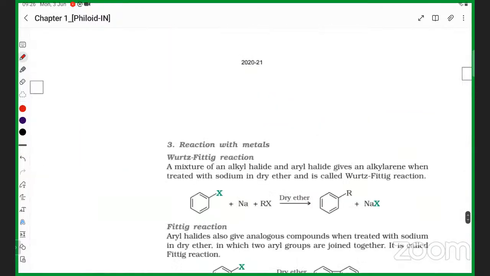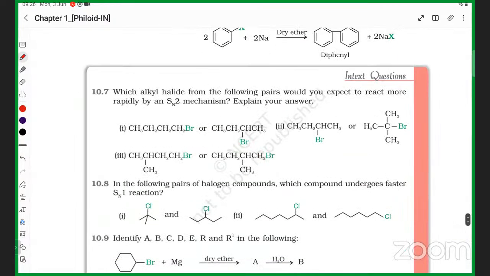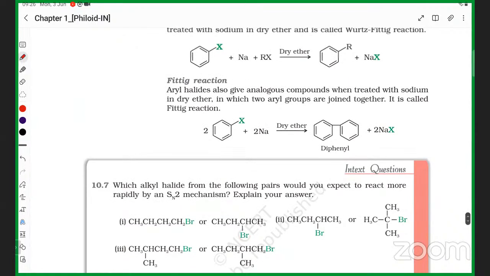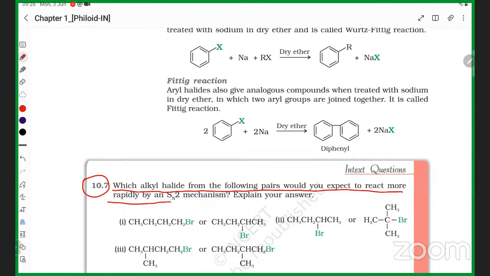Just give me a minute. I'm checking some more questions. Here is the in-text problem 10.7. Which alkyl halide from the following pair would you expect to react more rapidly by SN2 mechanism? Explain. So the first pair is this one, and they are talking about SN2. So which one will be faster?